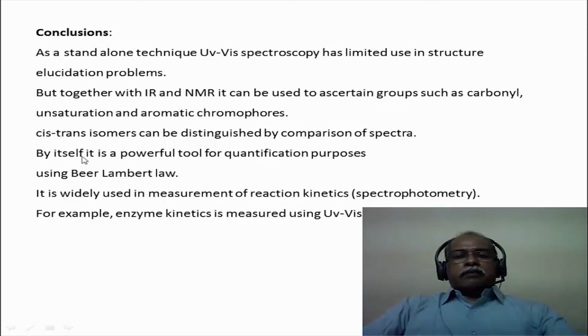By itself, it is a very powerful tool for quantification purposes using the Beer-Lambert law. In other words, using the Beer-Lambert law, one can quantify the substances that are present in a solution using the spectrophotometric technique. Spectrophotometry is very widely used in kinetic measurements. So we saw one or two examples of the application of the quantitative aspects of UV visible spectroscopy in measuring the kinetics of chemical reactions, either photochemical or thermal. Enzyme kinetic measurement is one application of UV visible spectroscopy.